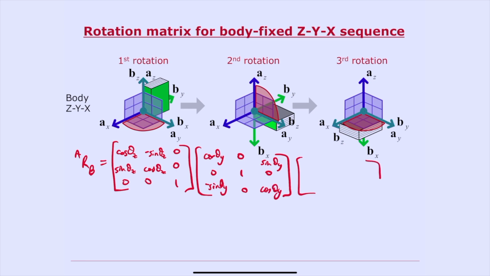And finally, we're rotating about the body fixed x-axis. The elementary rotation matrix looks like this. We have cosine theta x, negative sine theta x, sine theta x, cosine theta x. Now we'll multiply them together, and we'll end up with something on the next slide.